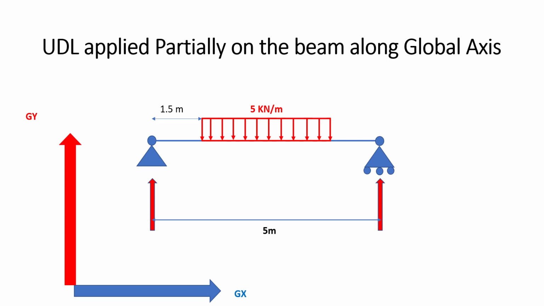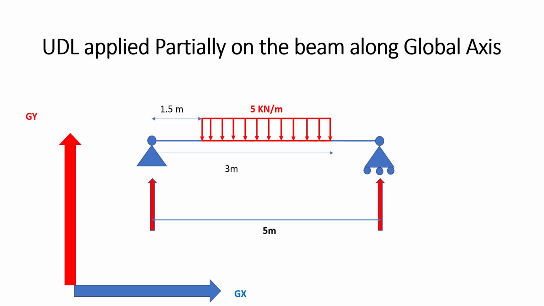Again, the next thing that STAAD would need to know is the distance from the start node to the end of the uniformly distributed load of 5 kilonewtons per meter. Let us consider in this case that distance is 3 meter, which would be considered as D2 while you define the uniformly distributed load in STAAD.Pro. So D1 as 1.5 and D2 as 3 meters. The uniformly distributed load, the magnitude is 5 kilonewtons per meter.